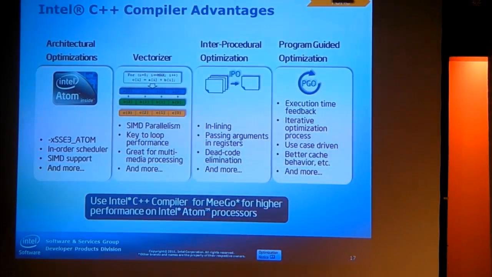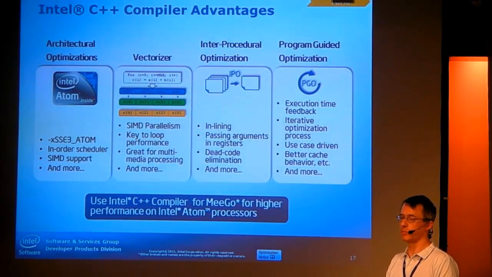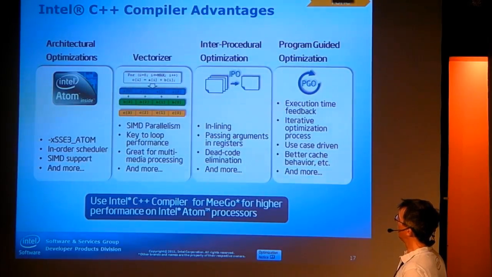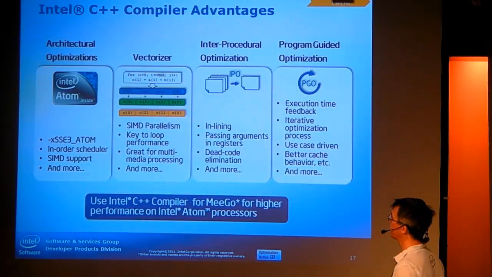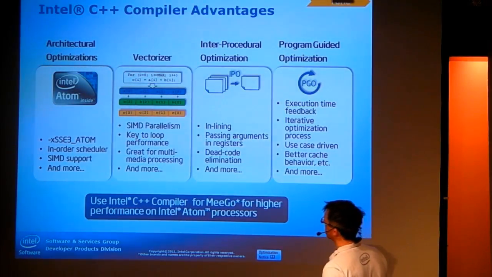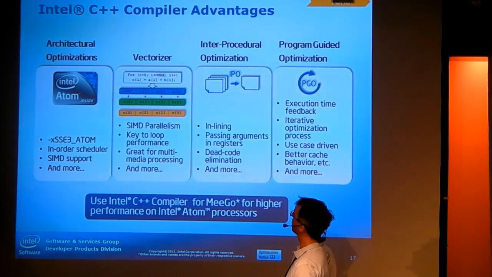The Intel C++ compiler, as I said, is a highly optimizing compiler. It's used in lots and lots of benchmarks. If you open up magazines with benchmarks, you'll typically see the Intel C++ and C compiler listed there. It is highly optimized to run on the Intel architectures. We'll also optimize other architectures, but obviously we get the most out of our own architecture here.